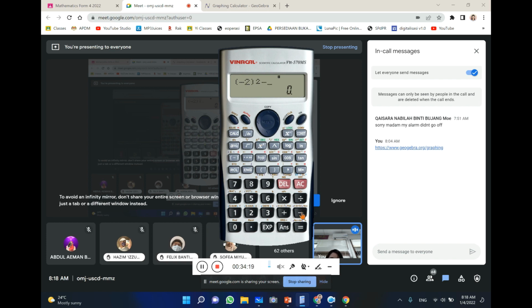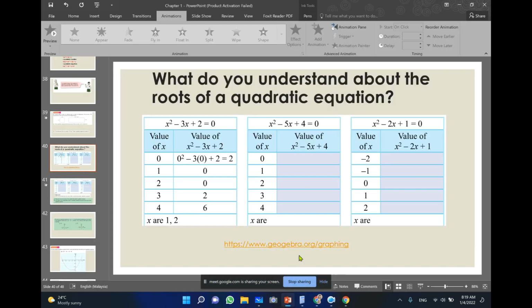After that, you minus the 2 times x. For 2 times x, you can press the multiplication sign or you can press the bracket sign. It's the same, 2 times x. The x is -2, one more time. And then you plus 1. So the answer is 9. Oh, I see the problem. I just forgot to put the bracket. That's why. Okay, so let us move on.